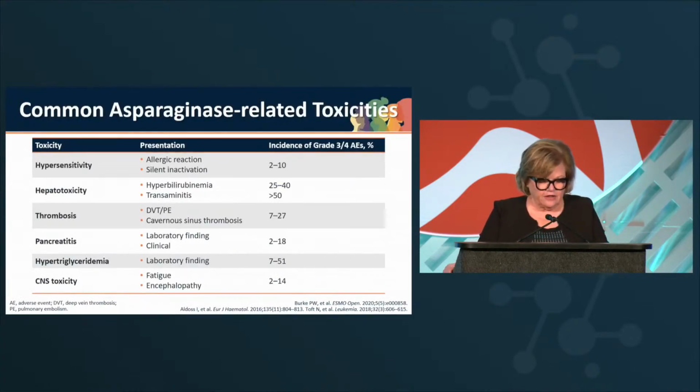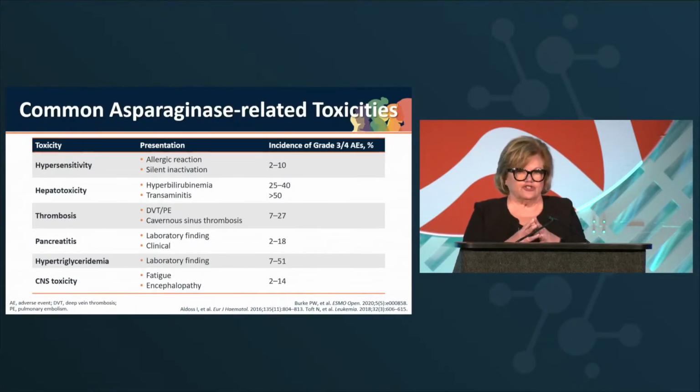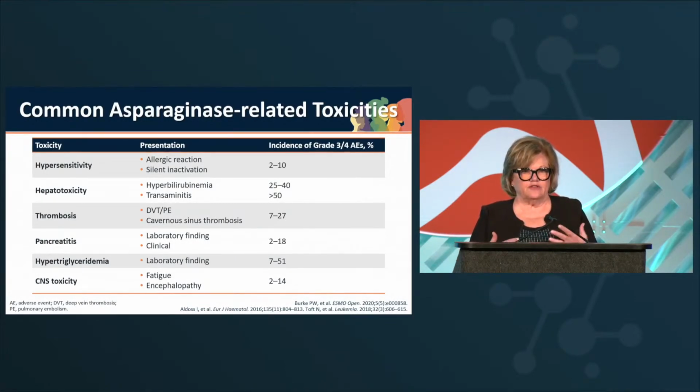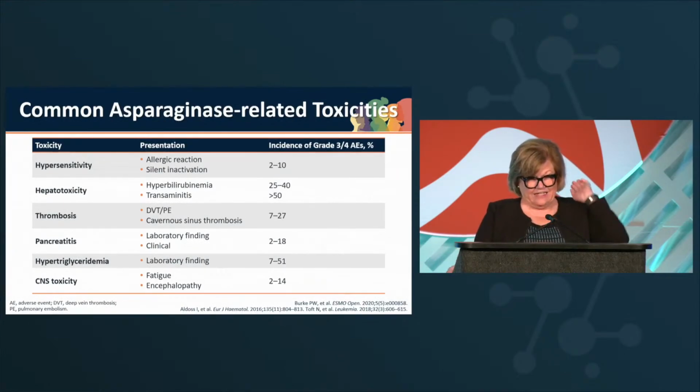So when we're looking at our toxicities, the most common toxicity related to asparaginase is the hypersensitivity. And there are two types of hypersensitivity. One is the actual allergic reaction that we see with our patient, whether they have the bronchospasms, the shortness of breath, the tachycardia, all of those that we know are associated that could lead into an anaphylactic reaction. Or we have silent inactivation, and that's really even more significant for our patient, because by having silent inactivation, we know that the drug is not working.